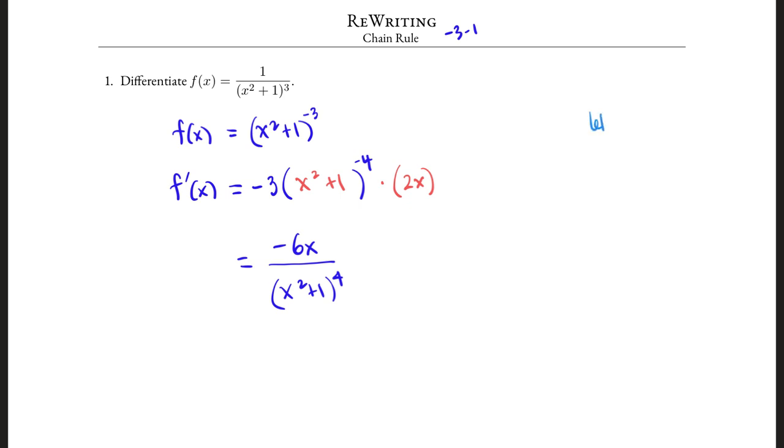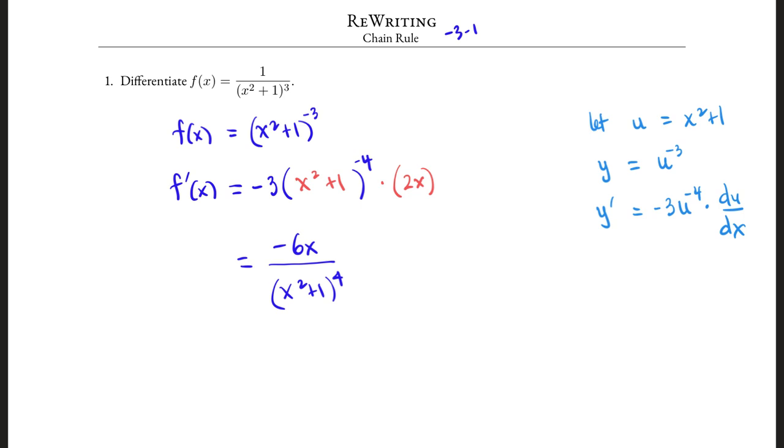We let the inner function be u, where u is x squared plus 1, and then we rewrite this as y equals u to the negative 3. But then the derivative y prime, or f prime of x, is negative 3 u raised to the power 1 less. Negative 3 minus 1 is negative 4. But we will need to multiply by du dx.